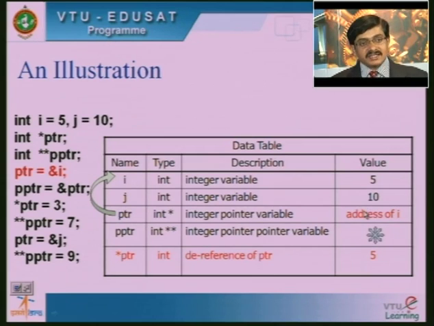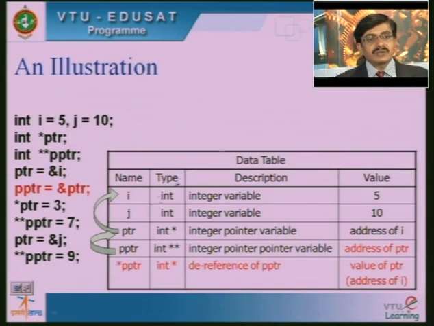Now, when I go to the next statement, PPTR is equal to ampersand of PTR. So PPTR will be holding the address of PTR. PPTR is a double pointer, it can hold the address of one pointer only, and PTR is a single pointer which can hold the address of another variable, preferably of the same type.